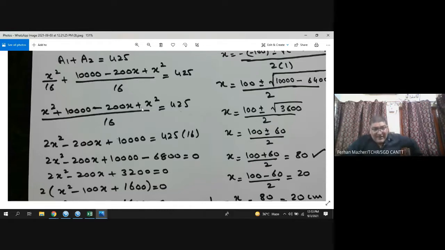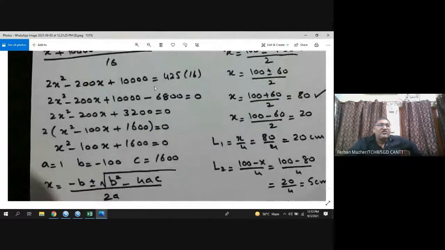So you will have x square plus x square, it gives you 2x square minus 200x plus 10,000 equals 425 multiplied by 16. So we will have 2x square minus 200x plus 10,000 minus, this gives you 6800. I will bring it to the left side. Here it is positive. When it comes to the other side, it will become negative, equals 0. So you have 2x square minus 200x plus, from 10,000 if you subtract 6,800, it gives you 3,200.